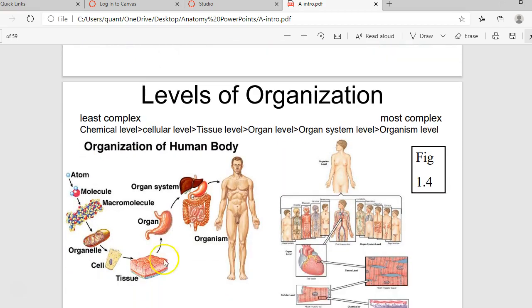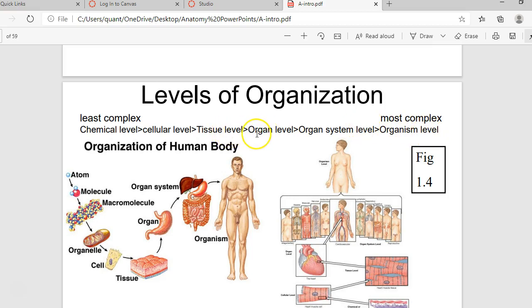The point of this slide is just showing you that you've got different levels of organization. The smallest things in this case would be the chemicals. They make up cells. The cells make up tissues. The tissues can make up organs. The organs can make up organ systems, and then everything together makes up the organism.